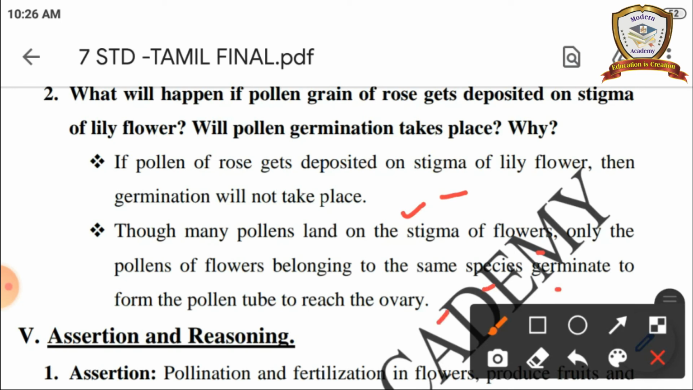In the first class I told you about self-pollination and cross-pollination. Self-pollination means the same plant or the same flower, and cross-pollination means another plant of the same kind but a different variety. Suppose it is a different plant and a different species, then no pollination process takes place.